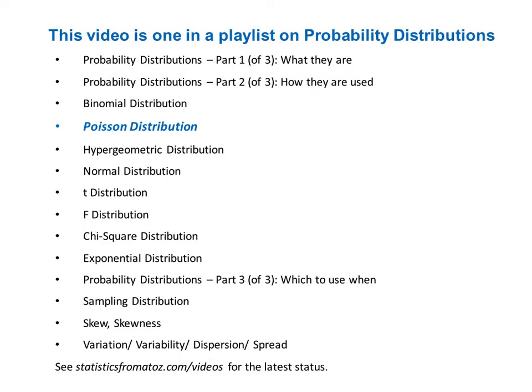This video is the fourth in a playlist on probability distributions. The playlist is planned to include a three-part series on distributions as a whole, plus individual videos on 9 different types of distributions, as well as several on the properties of distributions. See statisticsfromatoz.com/videos for the latest status of this work. You may find it helpful to view the first 3 videos before viewing this one, but that is not required.